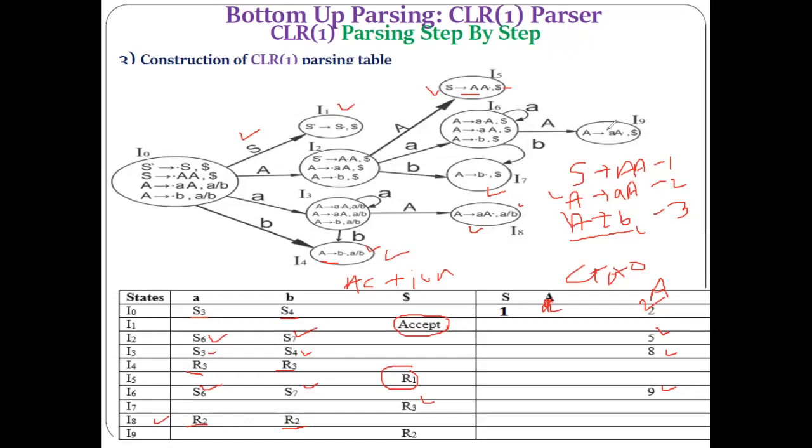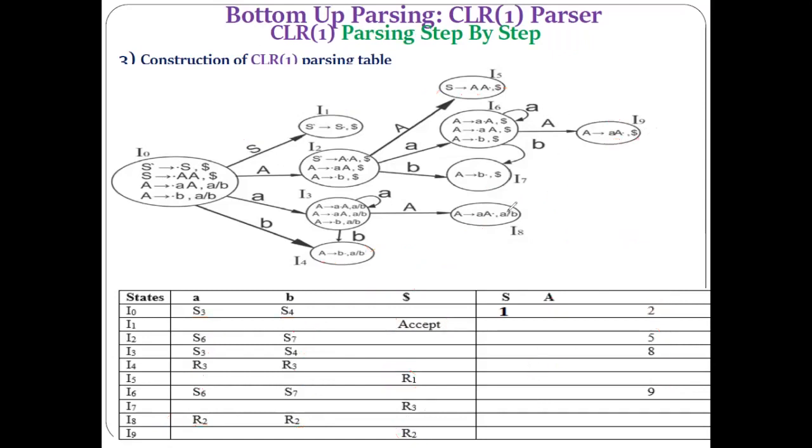Then the last one is I9, which is also a final item, which is our production number 2 in that item. And the look ahead is a dollar. So below the dollar only, we will add R2. Okay. So in this way, you have to generate the parsing table for the CLR1 parser.